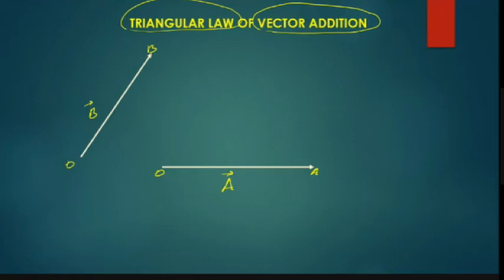If they are not collinear, how can I add them? I have to apply the triangular law. How can I apply the triangular law? Let us see. For that, what do you have to do?